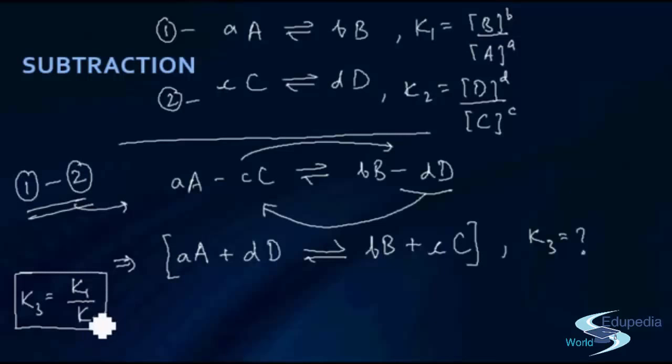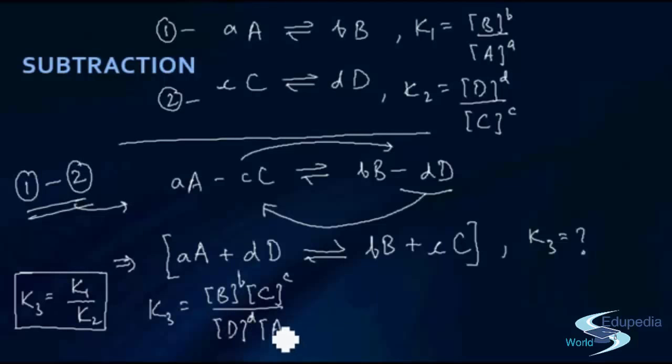This is what you have to memorize. Whichever is subtracted, that equilibrium constant comes in the denominator. And the reaction from which you are subtracting, that is 1 over here, comes in the numerator. So how is that? K3 can simply be written by observing this resultant equation as B into C divided by D into A, raised to their stoichiometric coefficients.